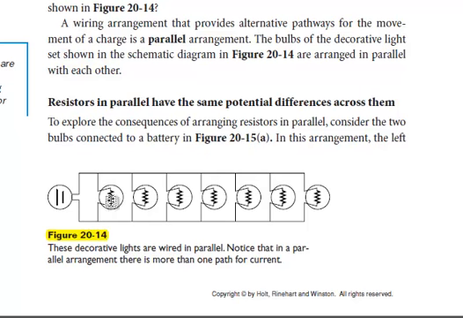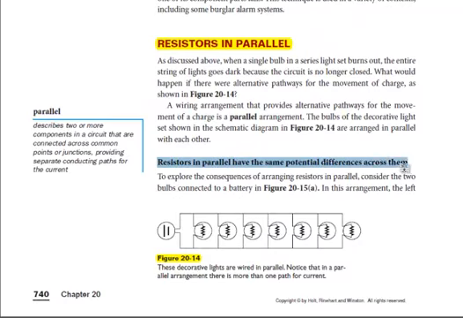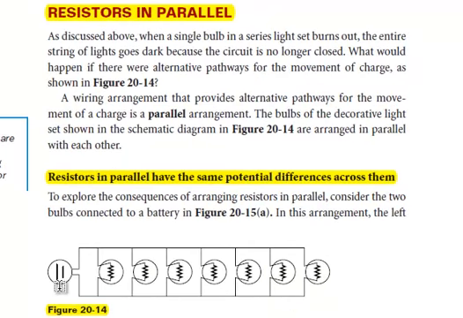So in a parallel circuit, all the resistors have exactly the same potential difference. So if this is a 9-volt battery or a 120-volt power supply, it doesn't matter. All of these guys have the same voltage, identical.